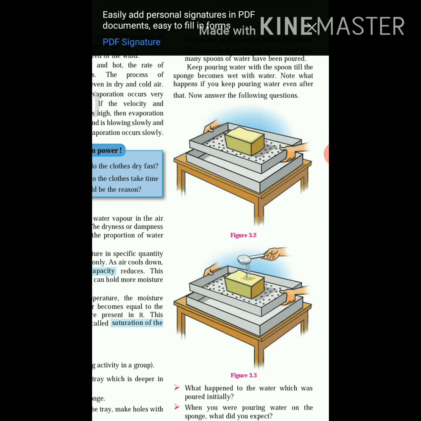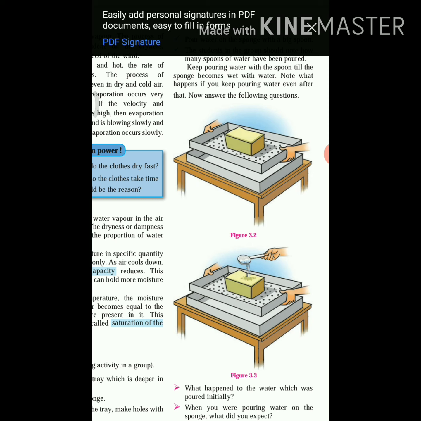First of all, I would like to tell you, it is a group activity. Okay, what we have to do? First of all, we have to take a tray, a big tray, which is deeper in the center. Now you can see this. Take a piece of sponge. A sponge is there, you know it very well. On the flat part of the tray, make holes with the help of nails.